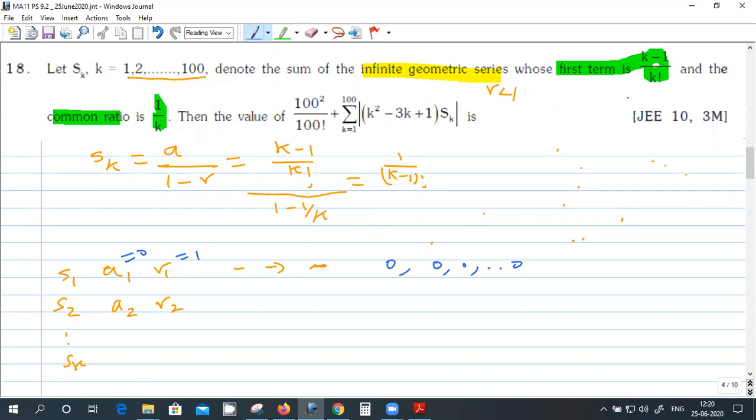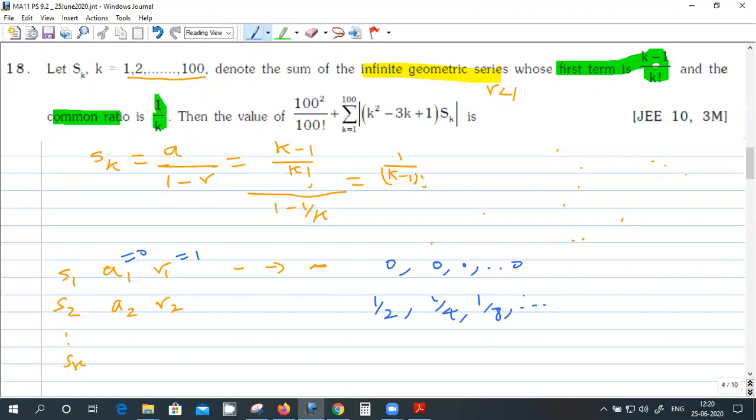Okay. So with the second series, the first term is k equal to 2, right? So 1 divided by half, so the first term is half. The common ratio is half, right? So it is 1 by 4, 1 by 8, infinite. So this is what is happening.